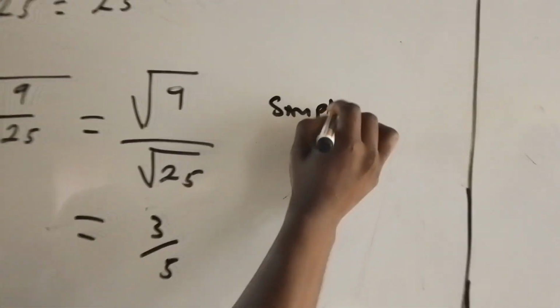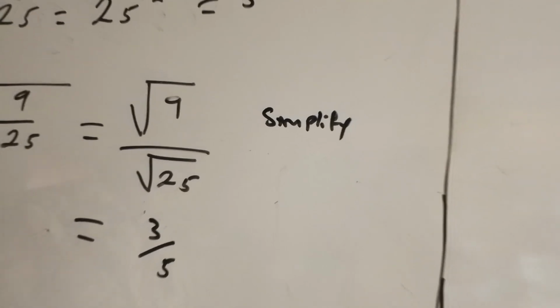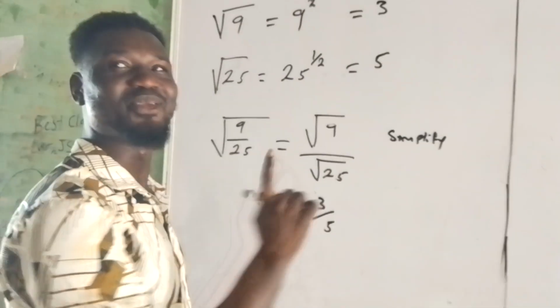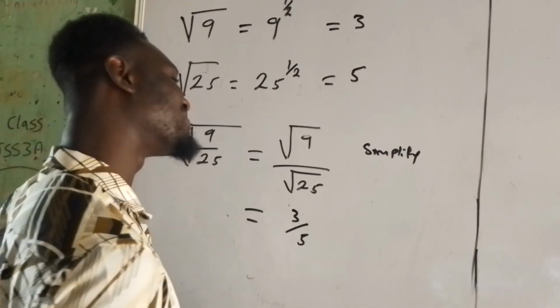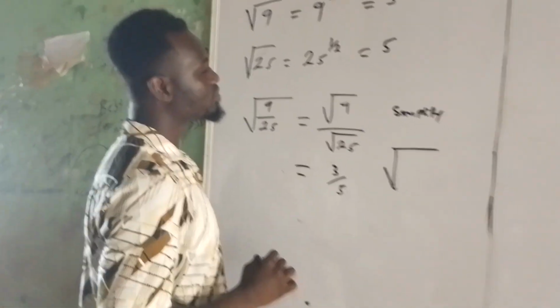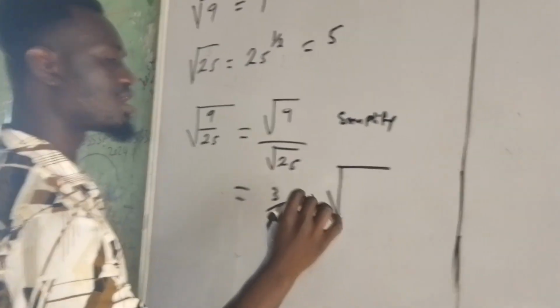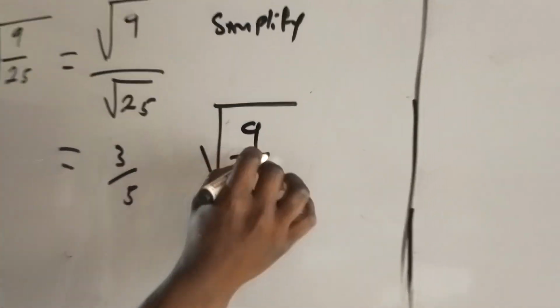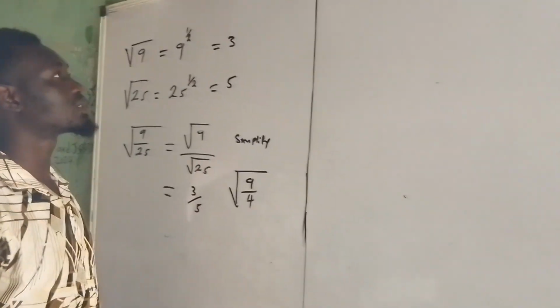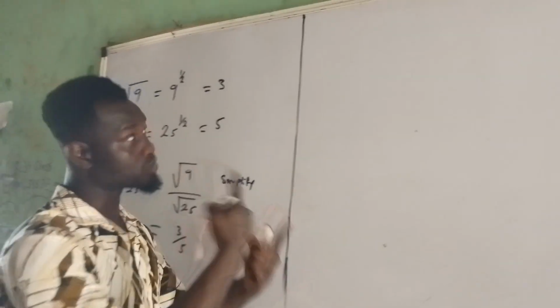Simplify. You can try this with your younger ones at home. Okay. So you should do this: the square root of 9 all over 4. This is a simple one. So you can try it with your younger ones at home. So, okay, but this is my lesson for today.